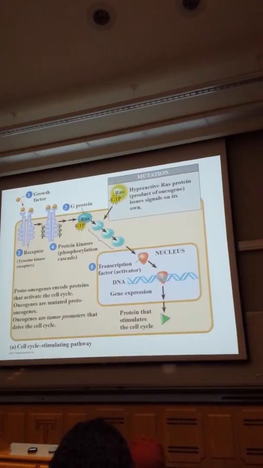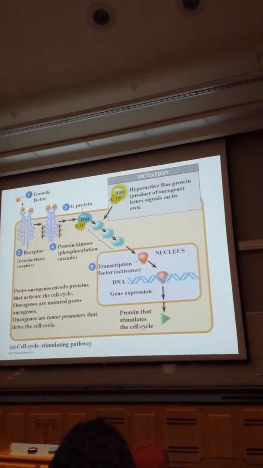And it does that by activating a series of pathways within the cell that result in activation of a whole series of different genes that will encode proteins involved in stimulating the cell cycle. And so consequently, if you have a mutated tyrosine kinase receptor or a mutated RAS protein, these are called tumor promoters. They're called tumor promoters because they drive the cell cycle.